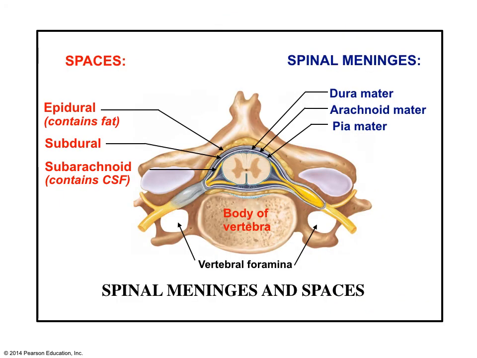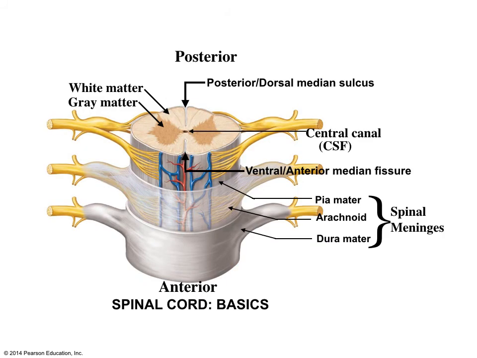Spinal meninges would be continuations of cranial: dura, arachnoid, and pia. In addition to the subdural and subarachnoid spaces, in the spinal cord, there's an epidural space. That would be the site of injection of anesthetics when you are giving your patient an epidural.